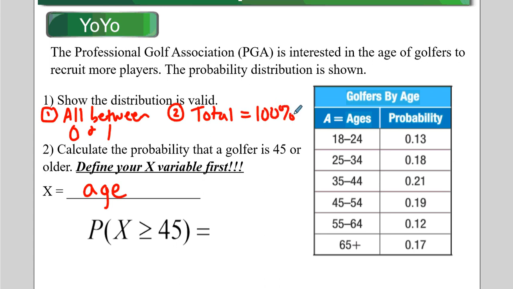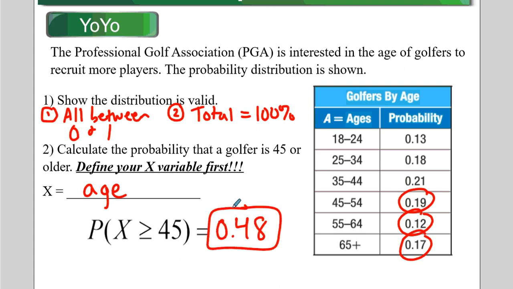Now I want the likelihood that somebody is 45 or older. So that would be this or this or this. I add them all up. 19% plus 12% is 31%, plus 17 more percent, 48%. So half their population is older than 45. That might say to them, maybe we should try to find ways to recruit younger people so that there's more interest in the sport for a longer period of time.